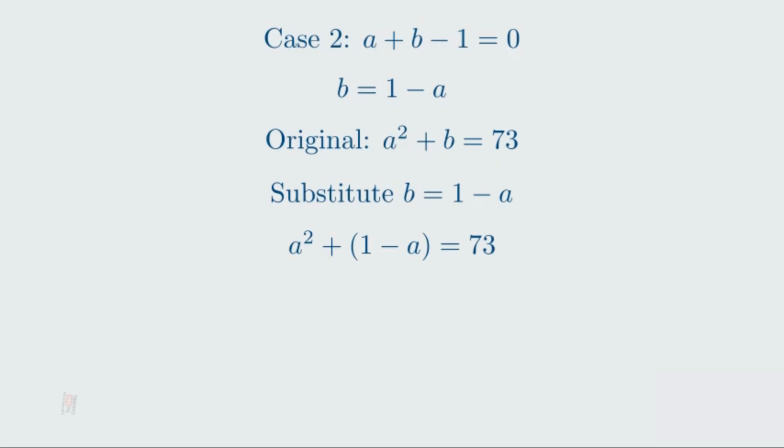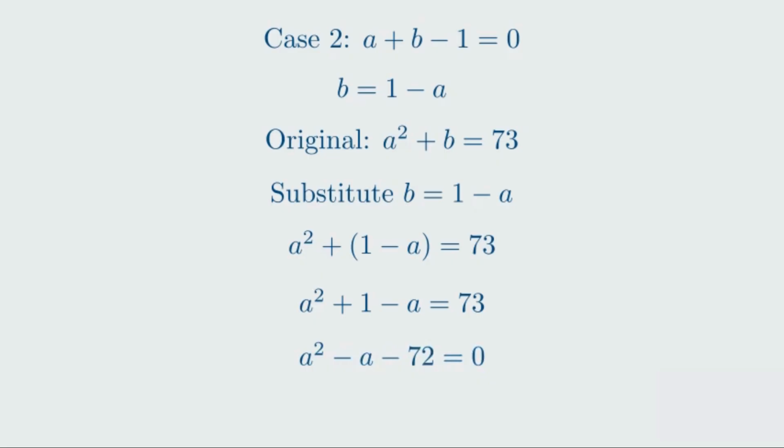This is another quadratic equation, just like in case 1. Let's rewrite it in standard quadratic form. a squared minus a plus 1 equals 73. To solve it, we need to set it to 0. Subtracting 73 from both sides gives us a squared minus a minus 72 equals 0.